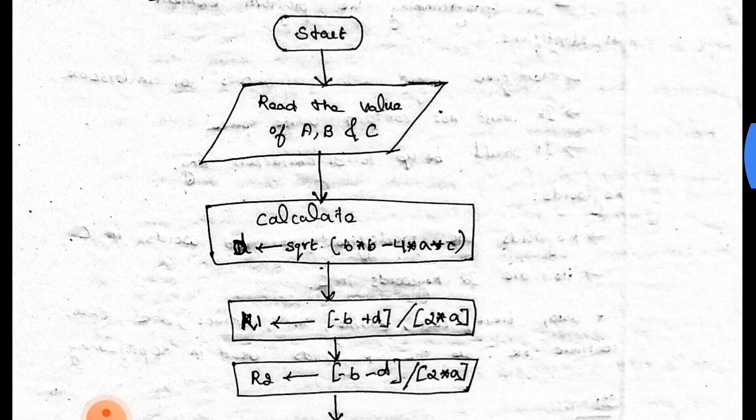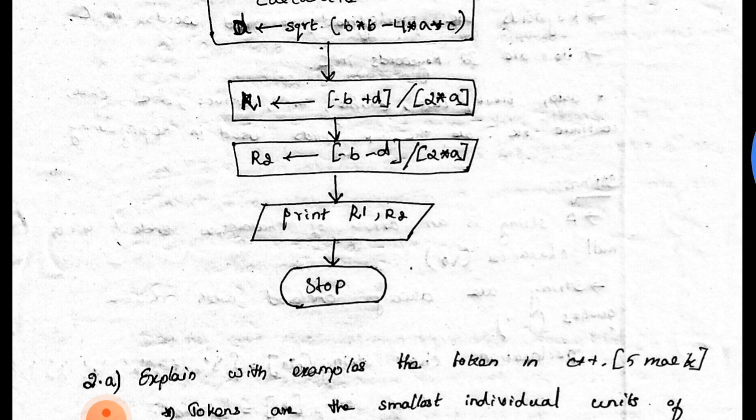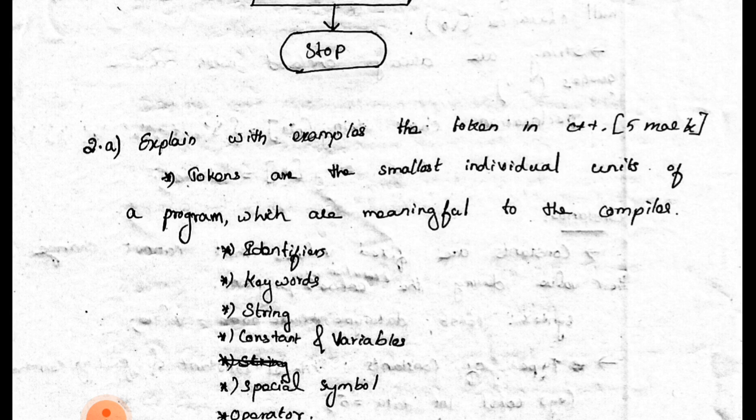Next, check the value to calculate the roots for imaginary and real cases. After finding the values, print the R1 and R2 values. Then stop. If we write the algorithm for this, we can easily draw the flowchart for a problem. This is about the flowchart. We move on to the next question.